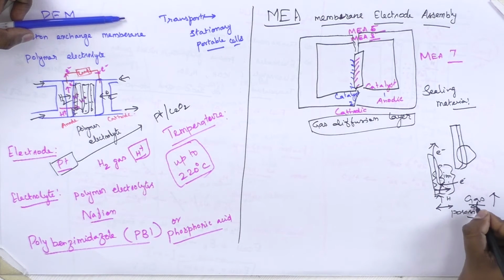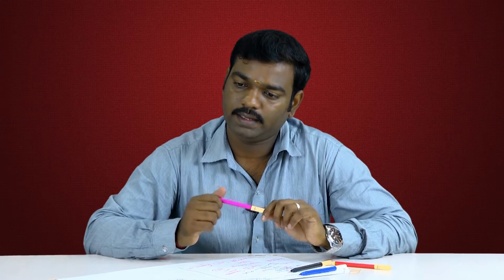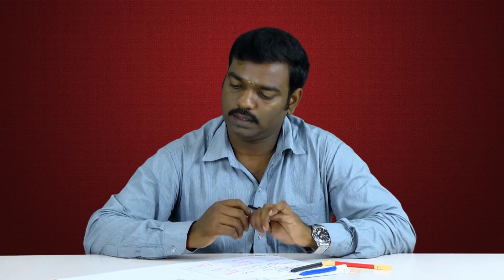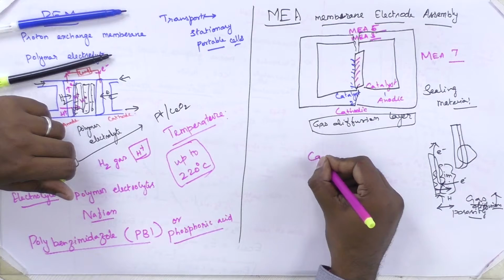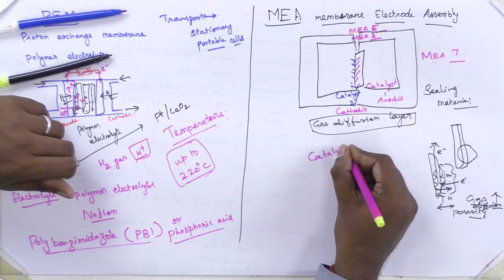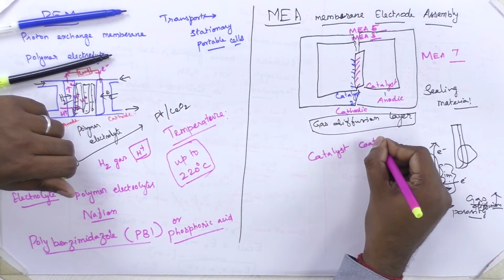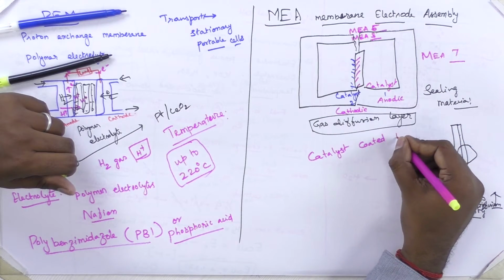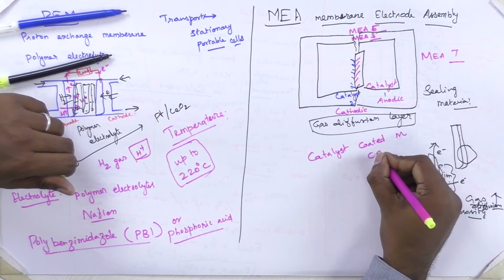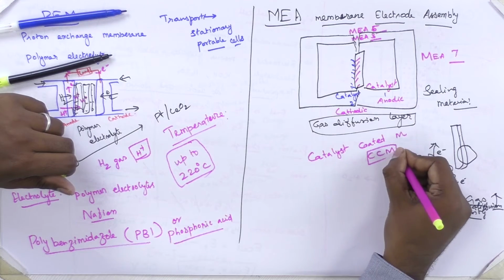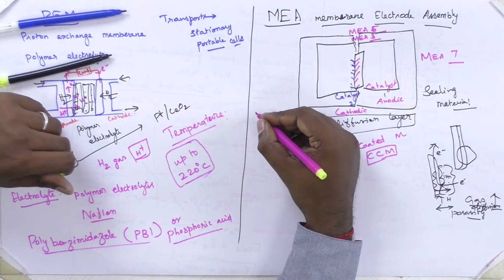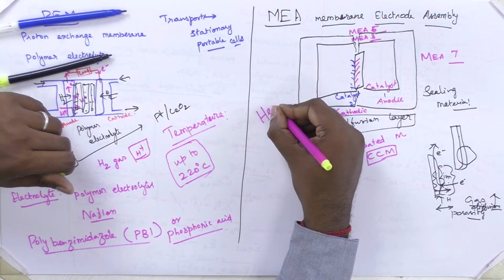By using this MEA, we may get a peculiar type of membrane fuel cell, and sometimes it is also called a catalyst coated membrane, CCM. So it is the main heart of the fuel cell.